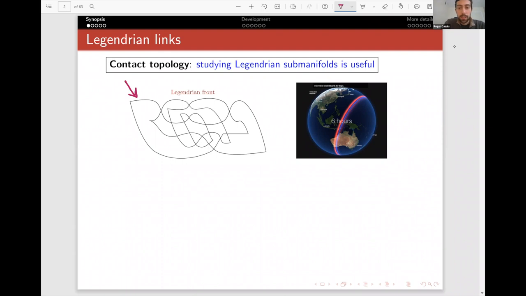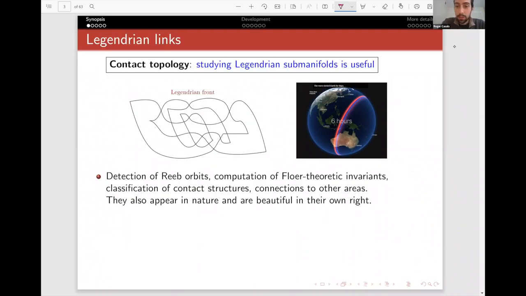I think I mentioned here that Lagrangians can be useful for things that maybe apparently you wouldn't think to use Lagrangians for. One of them is the detection of Reeb orbits, computation of Floer-theoretic invariants, classification of contact structures, connections to other areas. So, for instance, I sometimes imagine if we were able to talk to Poincaré and he cared about the existence of some periodic orbit, and we told him, look, if you're able to prove that this Legendrian knot has a Lagrangian filling, then the symplectic homology of the Fukaya category is non-zero, and then you have a periodic orbit. It's somewhat mind-blowing how Legendrians and Lagrangians are able to tell you something about dynamics. For Floer-theoretic invariants, the DGA for Legendrians is one of the few actually computable invariants, sort of algorithmically in the case of knots, and so on.